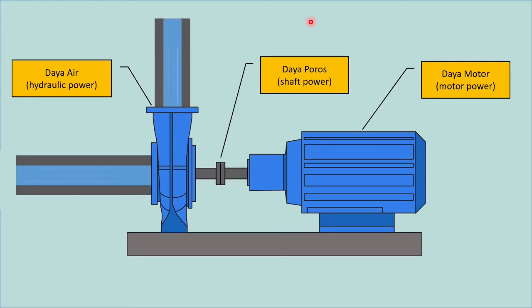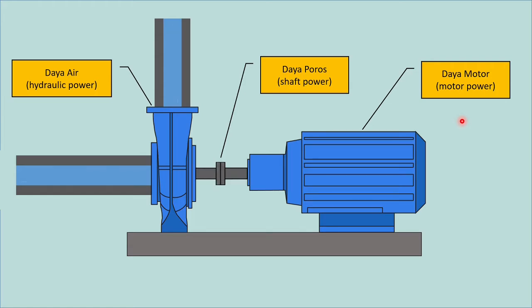The water pump consists of three powers. They are hydraulic power, shaft power, and motor power. These powers are related to each other, and the first thing to be determined is the hydraulic power, followed by shaft power and motor power.